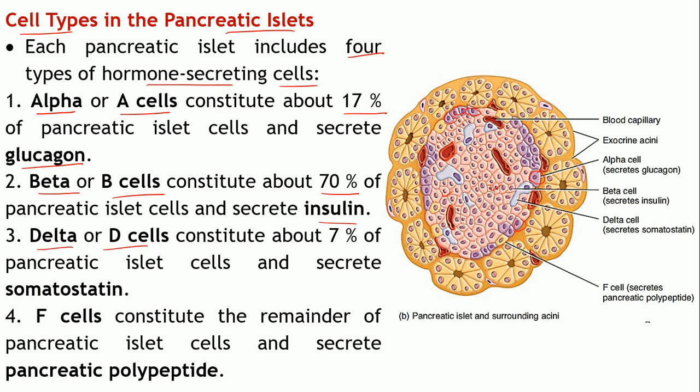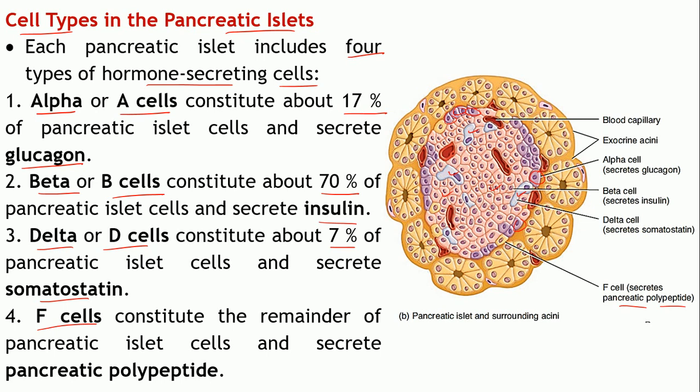Okay, these are the ones. As you can see, very few delta cells are present, right? Roughly 7% of islets comprise these delta cells, and they secrete a hormone called somatostatin, the third hormone which is produced. And the fourth type of cells is the F cells. F cells secrete a hormone called pancreatic polypeptide.